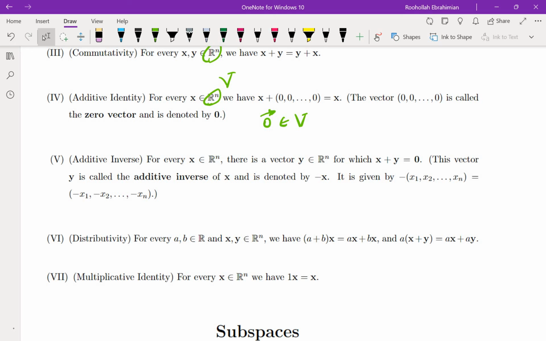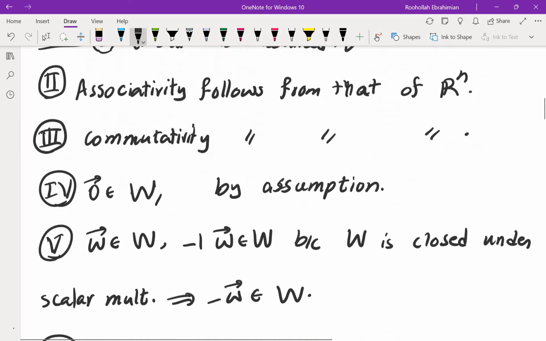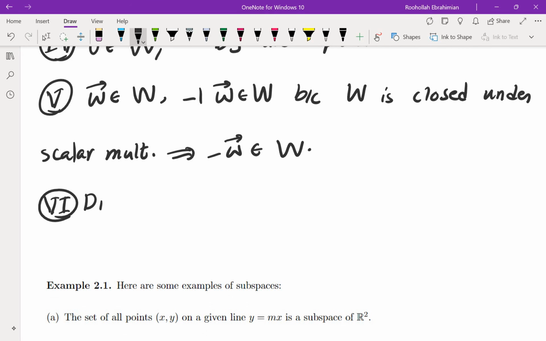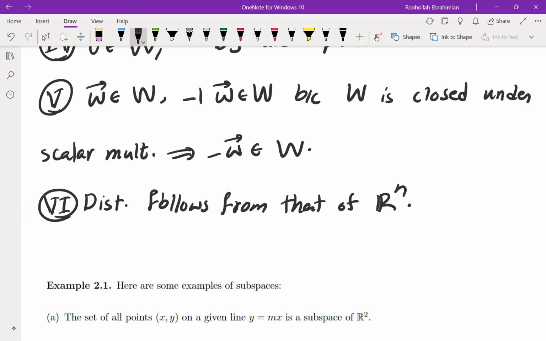The sixth one is distributivity. Distributivity also follows from distributivity of Rn, because if the set is W, we know that we have the distributivity in Rn. We would obviously have the same distributivity in W because X and Y are elements of Rn. So this one also follows from that of Rn.